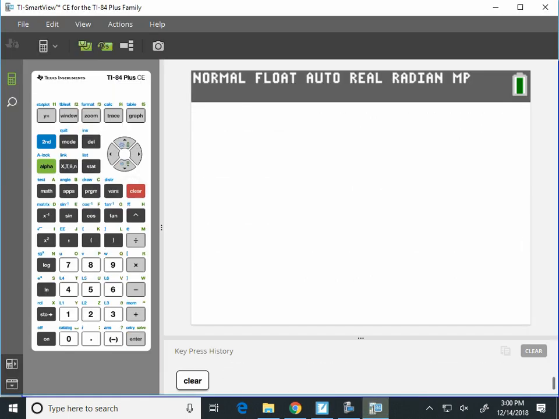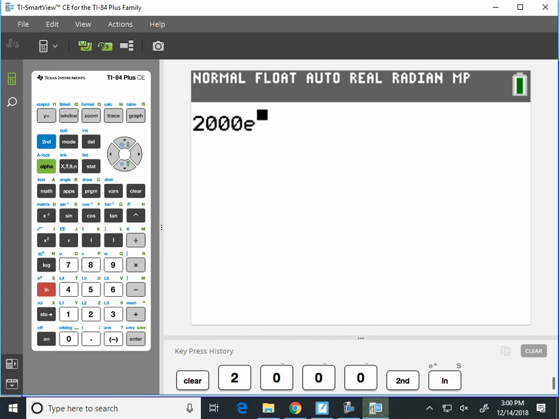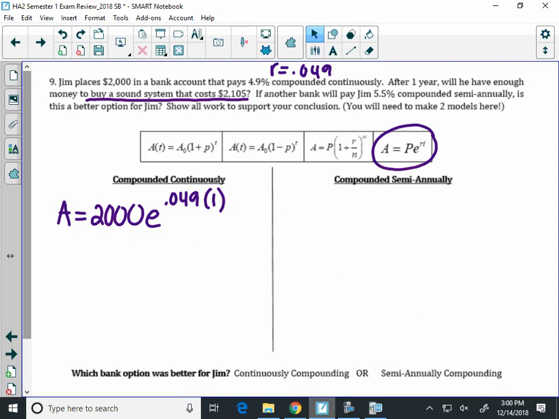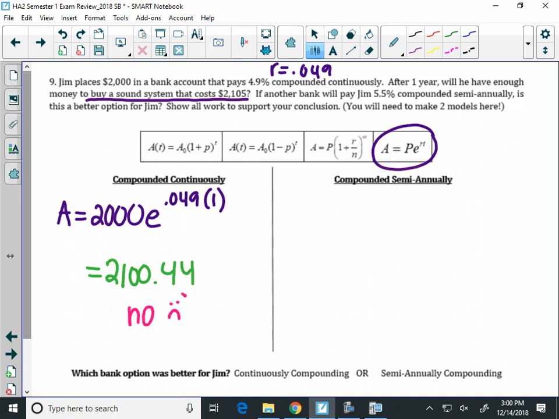So our calculator can do that work for us. 2,000 times e to the 0.049 times 1. You don't have to put the times 1. Oh, and it says that Jim only has $2,100. So it seems like Jim probably can't get that extra $4.50 here, and he's not going to be able to afford his sound system.